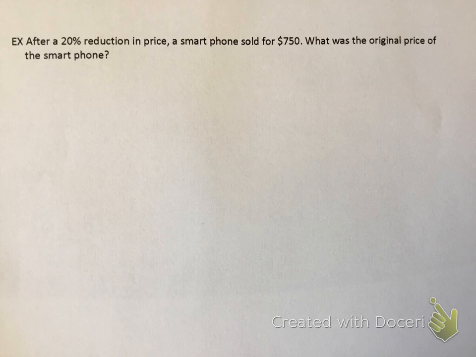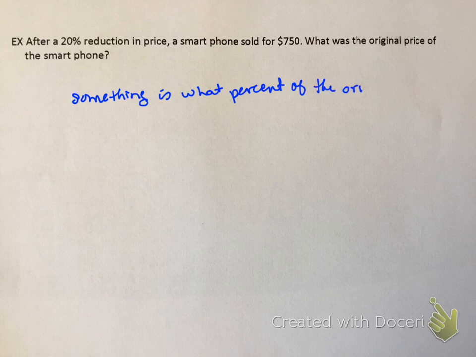So once again, we're going to use the little formula, something is what percent of the original cost. Okay, so the something is $750. Is means equals. Before I put in the 20%, 750 is actually not 20% of the original price. It said that there is a 20% reduction in price. So that means that I'm paying 80% of the price, or of the original price for the smartphone.